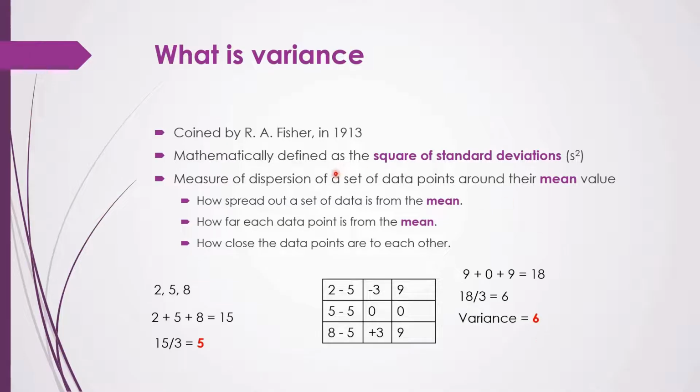Now, we said that mathematically variance is defined as the square of standard deviation. So, if variance is equal to the square of standard deviation, then what is standard deviation? It would be the square root of the variance. So, here the standard deviation of our data is root 6. I hope you understood the basic concept of variance.